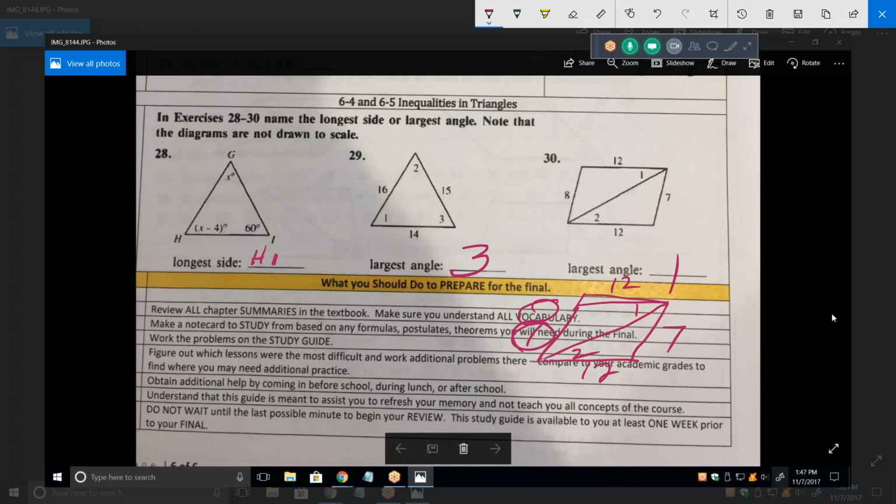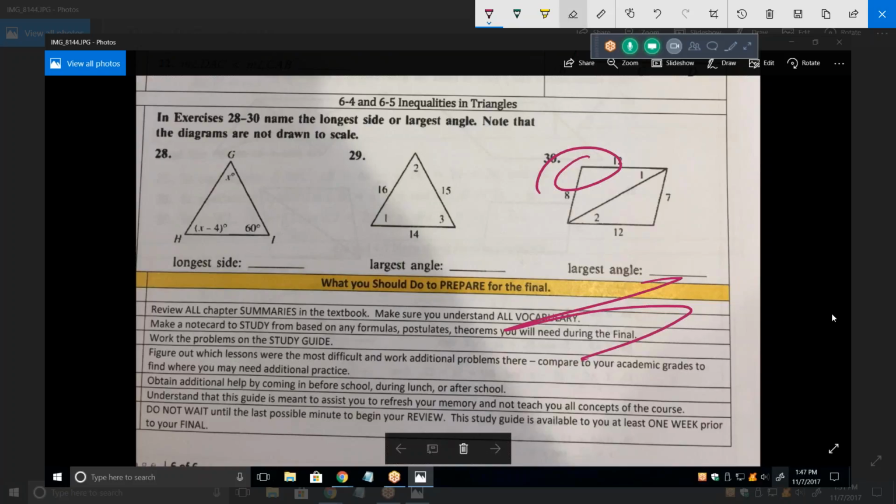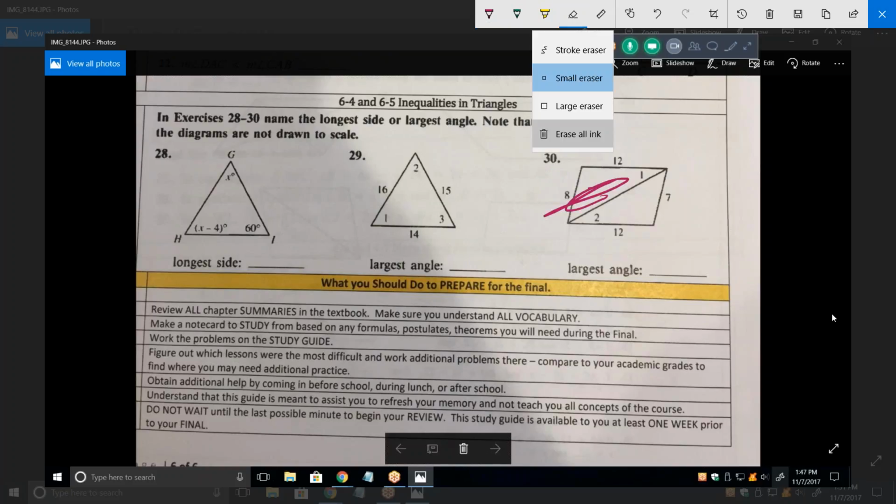Again, it's a bit of a typo because neither one of them are as big as that angle. That is true, because the one in the middle is the longest. They didn't specify between 1 and 2, which is the longest or largest angle.